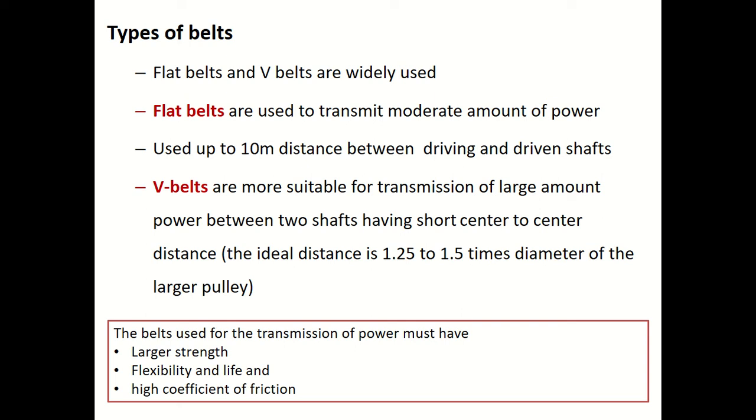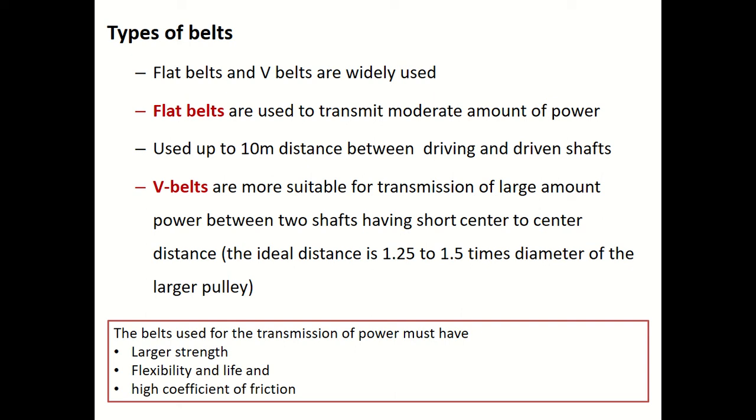It is used up to 10 meter distance between the driving and driven shafts. Then V belts are more suitable for transmission of a large amount of power between two shafts having a short center to center distance. The ideal distance is 1.25 to 1.5 times the diameter of the larger pulley.